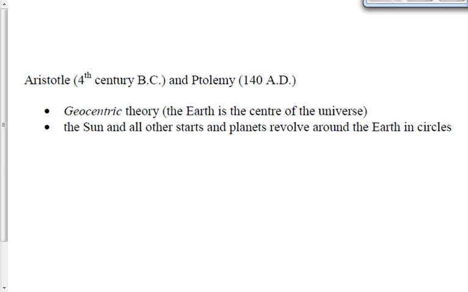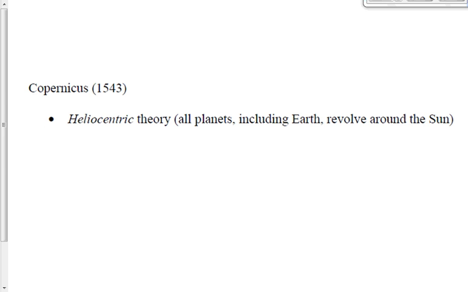We're wrong. Okay, we know that the geocentric model isn't correct. We know that the sun doesn't revolve around the Earth. Rather, the Earth revolves around the sun. But we didn't really know that. Nobody really knew that until 1,500 years later, only about 450, 500 years ago. Copernicus, the heliocentric theory: the Earth and all of the planets revolve around the sun, as opposed to the geocentric, where the sun and all other planets revolve around the Earth.